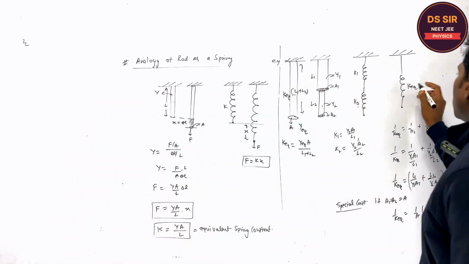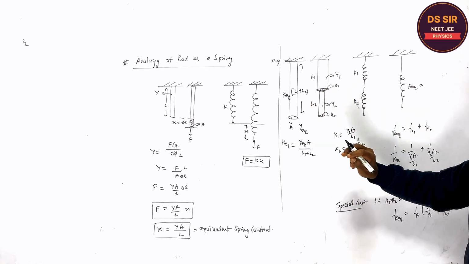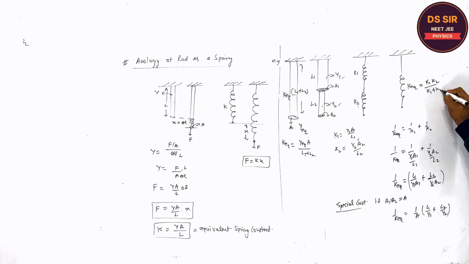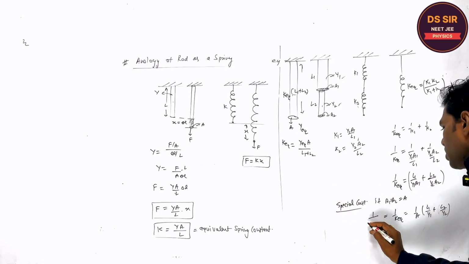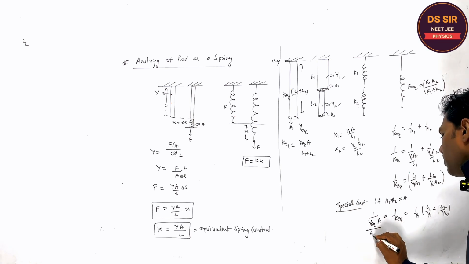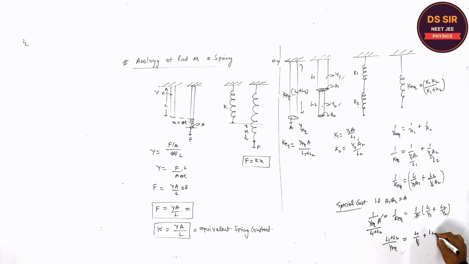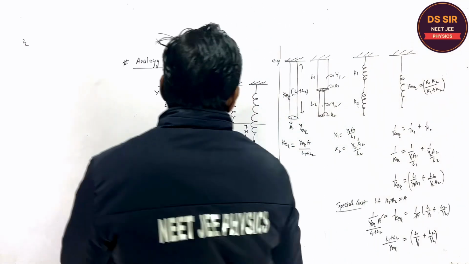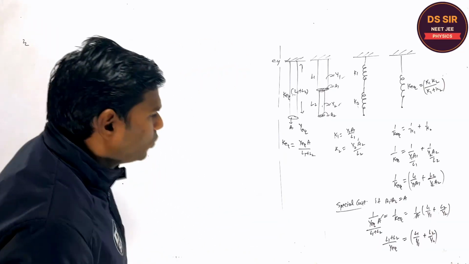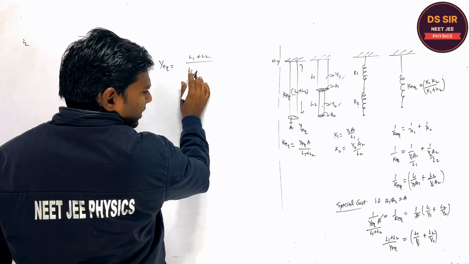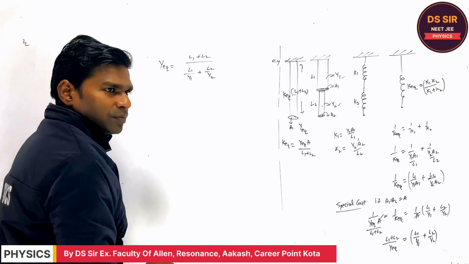Are you getting or not? For any two rods where the lengths L1 and L2 are different, the areas A1 and A2 are different, and the Young's moduli of the materials are different, K equivalent is found with the help of the general expression. But if the areas are the same, K equivalent is equal to Y equivalent A upon L1 plus L2, so this area will cancel out. L1 plus L2 upon Y equivalent is equal to L1 upon Y1 plus L2 upon Y2. Now you may simplify further, and the Young's modulus equivalent is equal to L1 plus L2 divided by L1 upon Y1 plus L2 upon Y2. Is it clear or not, you tell?